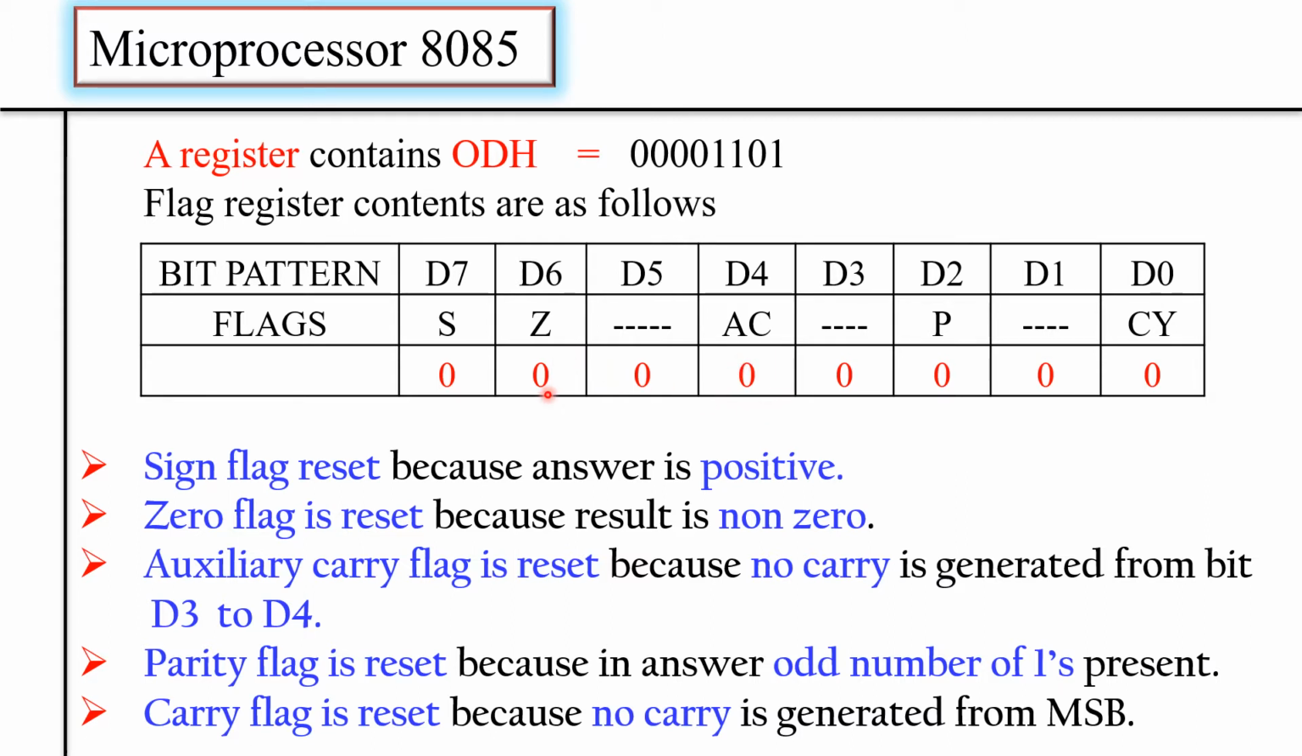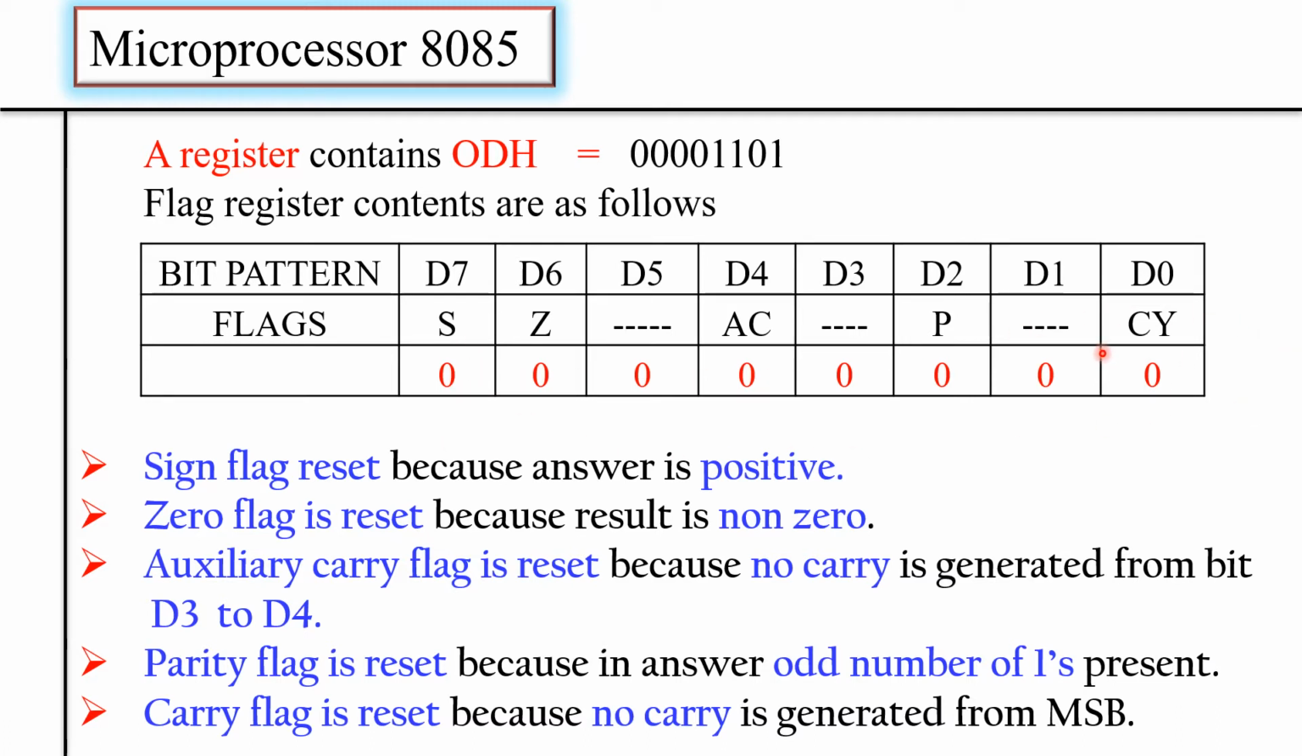Zero flag: it is set when the whole result in the accumulator is 0. But here the result is other than 0, so the zero flag is reset. Sign flag: the MSB bit is 0, so the sign flag is reset. So this way, by seeing the result and the operation, that is the execution, we can tell which flags are set and reset. So given a program, you can write the flag register, like here, we have written this way.